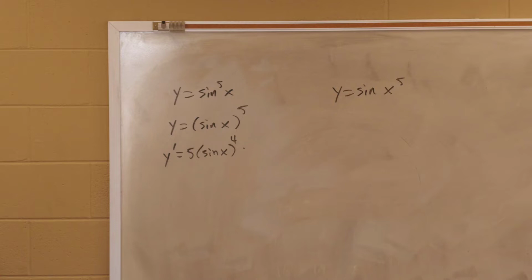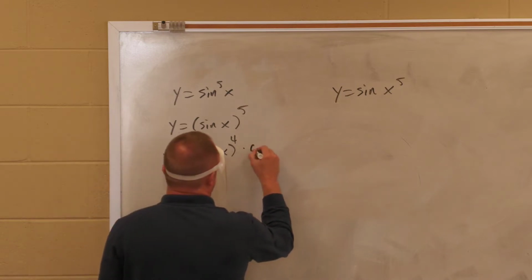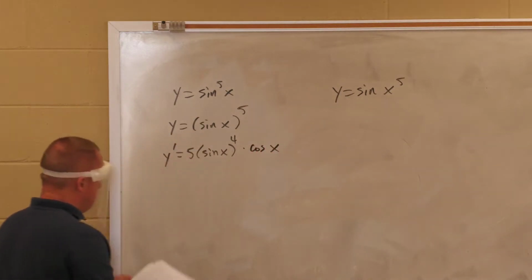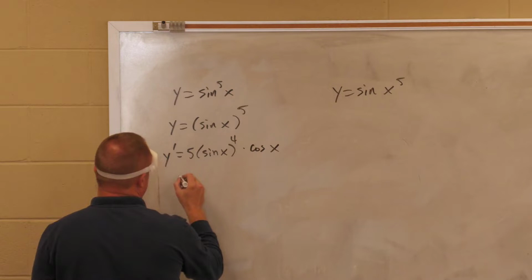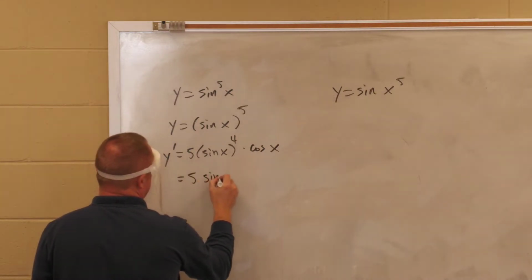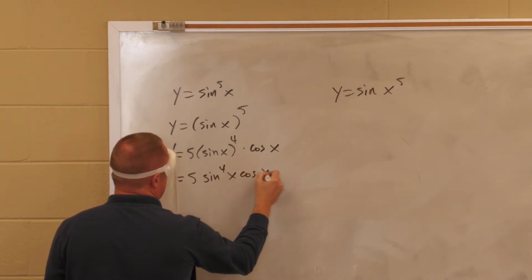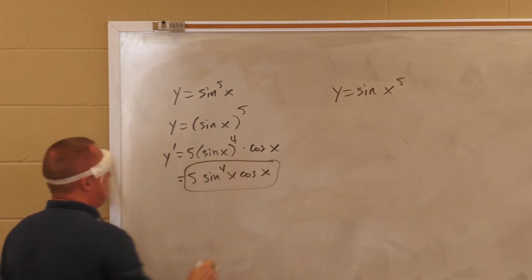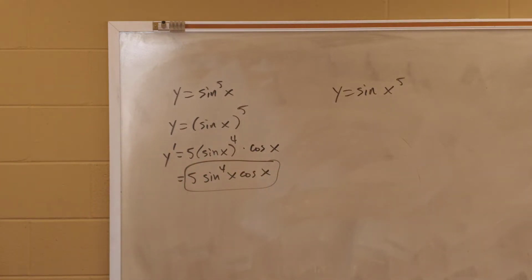What is the derivative of sine x? Cosine x. Okay, positive, right? So that is my answer. And I would write it like this. I would say sine to the 4th x. That's it. Okay? Questions about that?